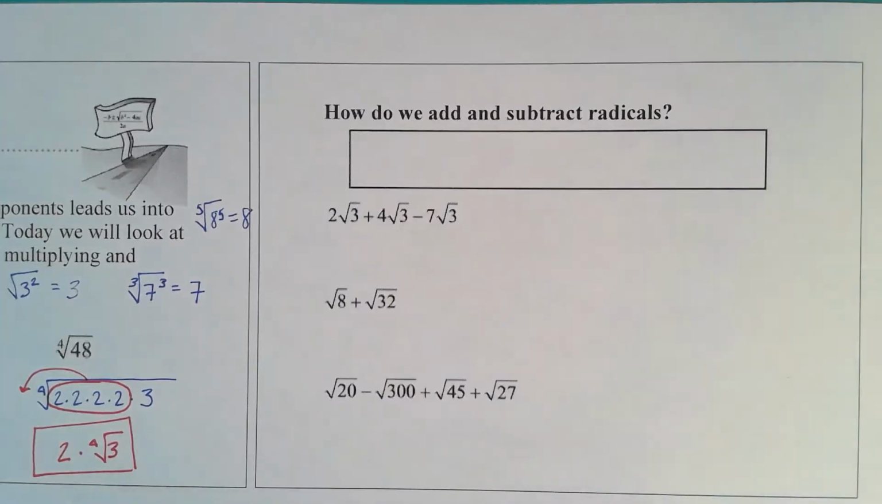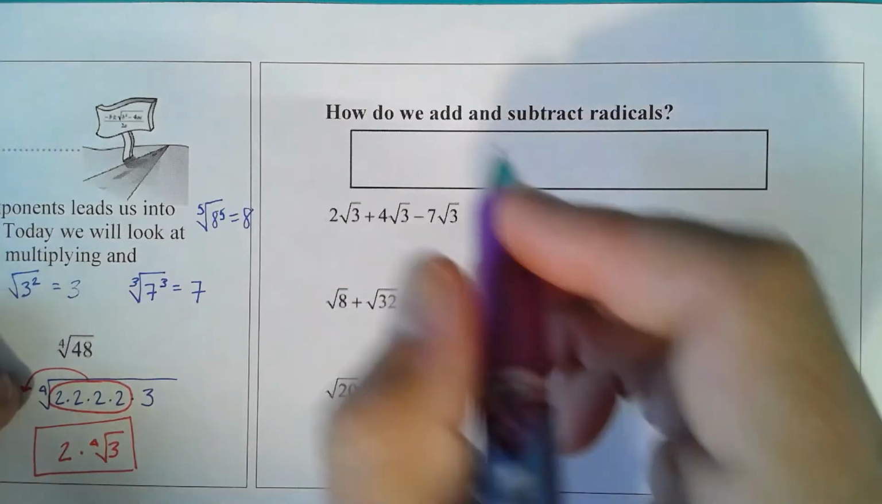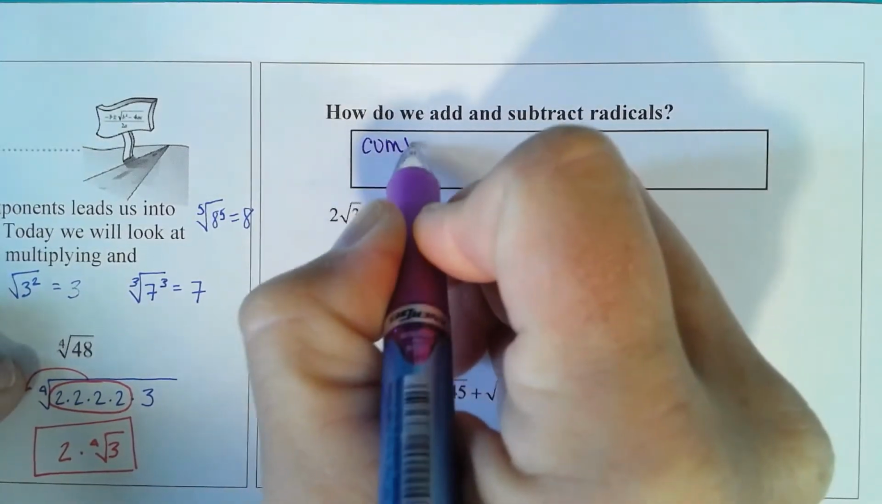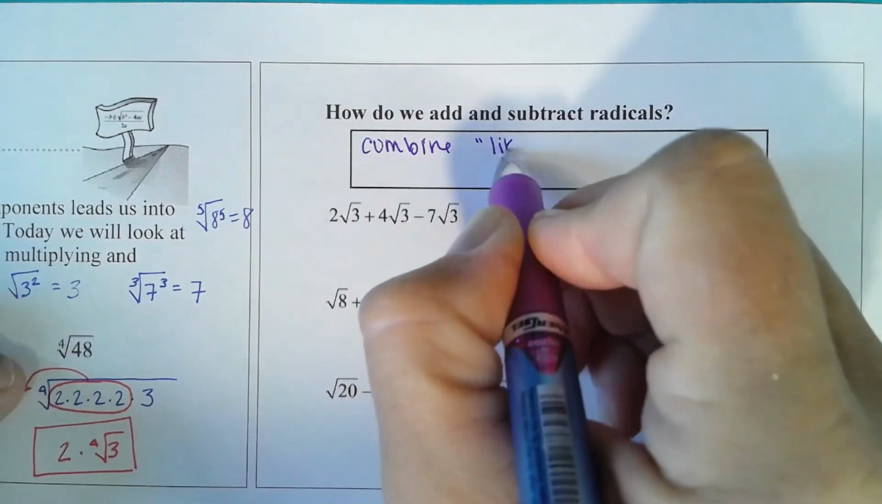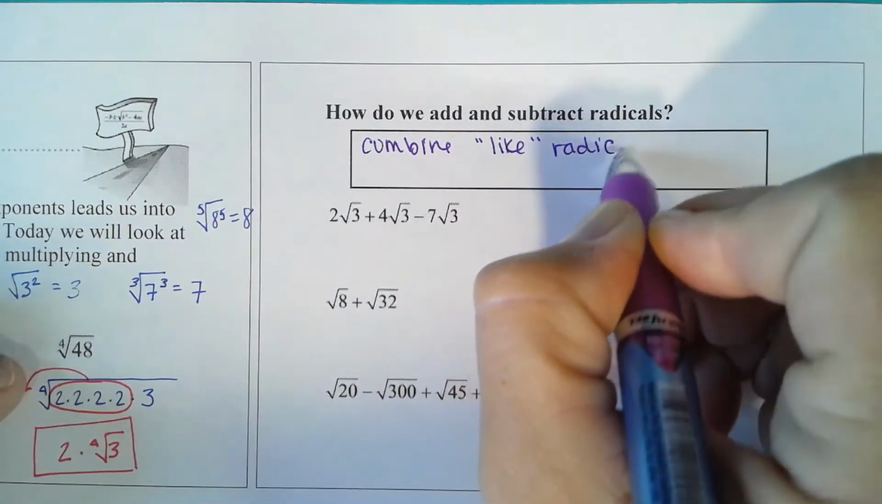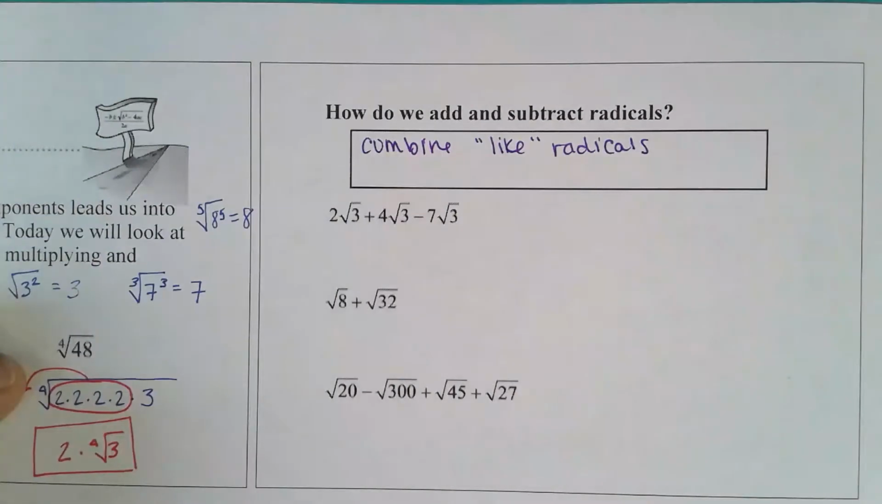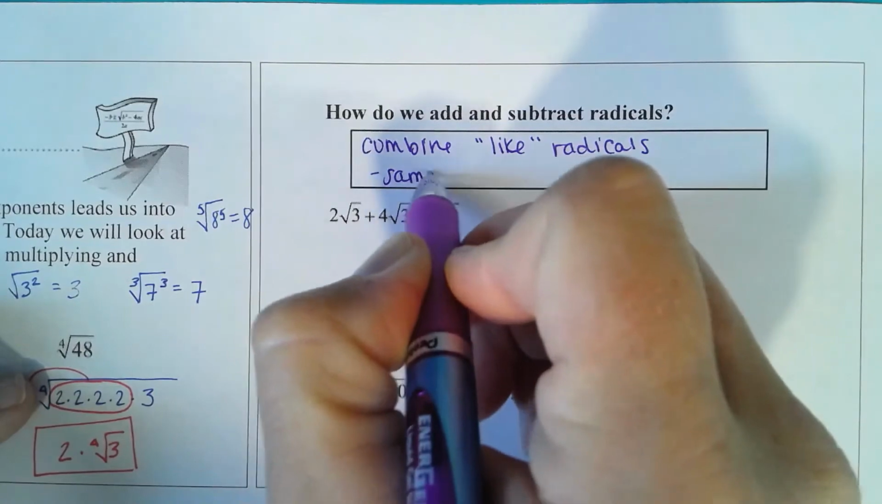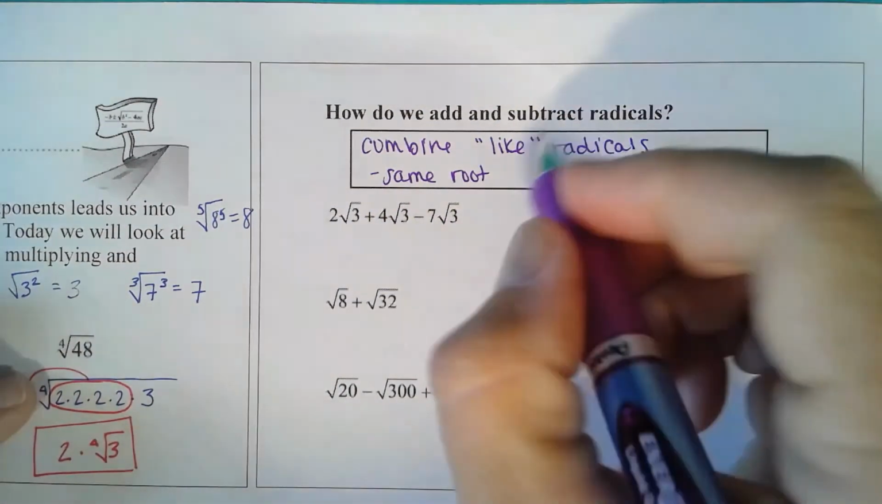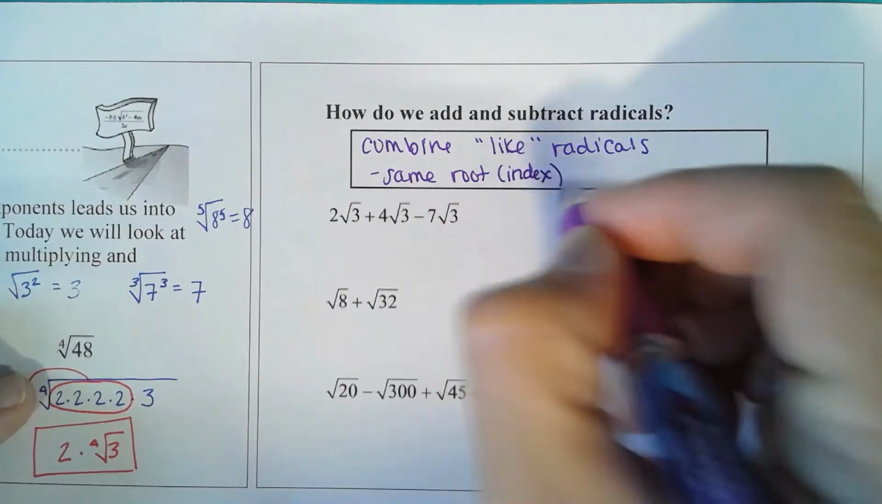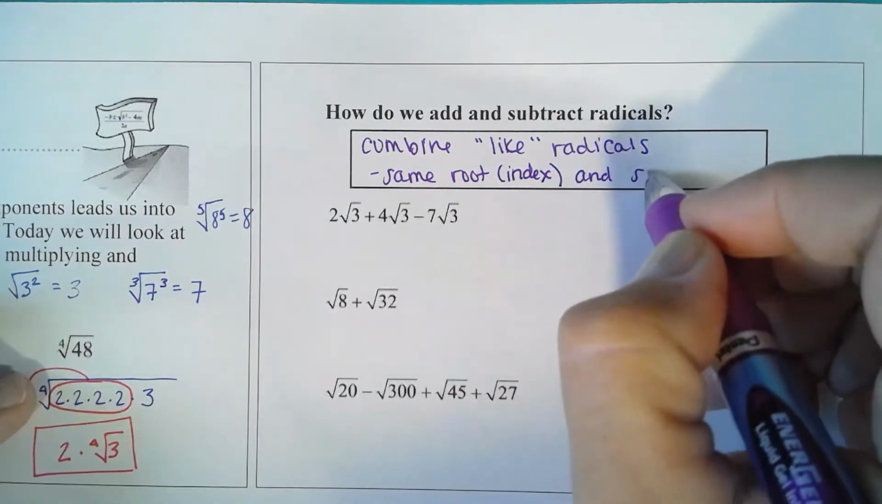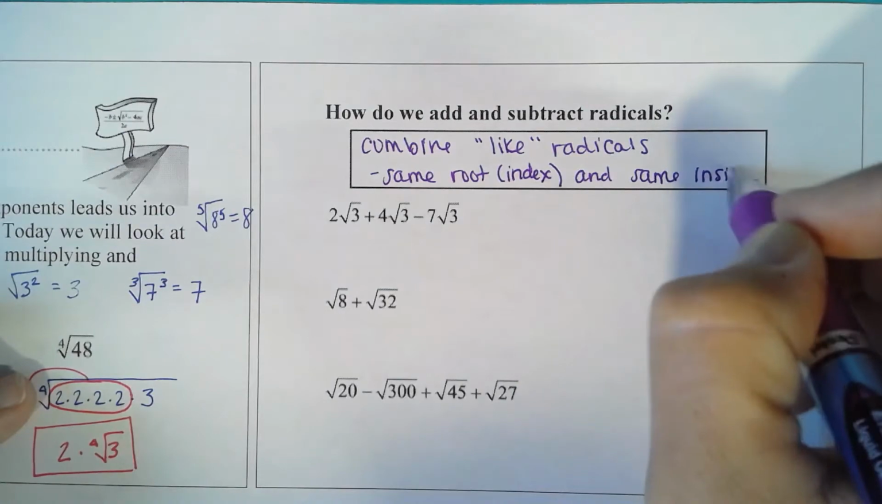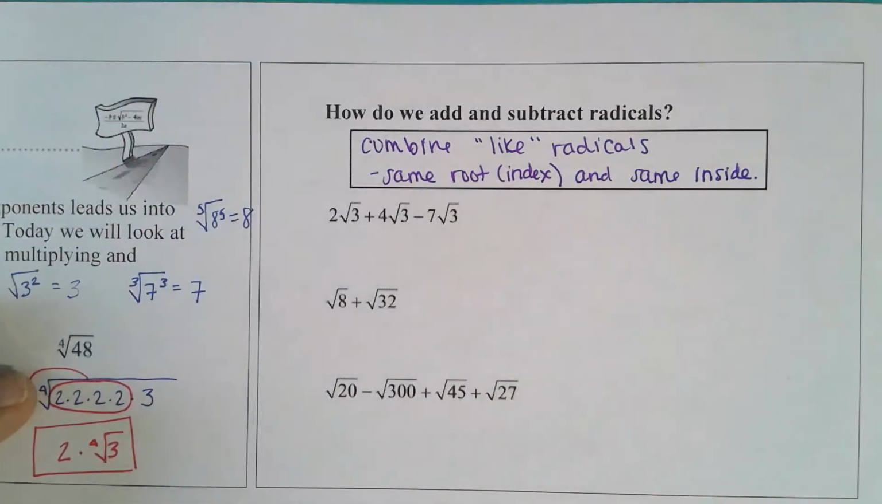So that's simplifying radicals. Let's review how we add and subtract radicals. If you want to add and subtract, they're the same operation. We are going to combine like radicals. We talk a lot in mathematics about combining like terms. Well, like radicals must be the same root. We sometimes call that the index, and the same inside. I'll explain as we go.